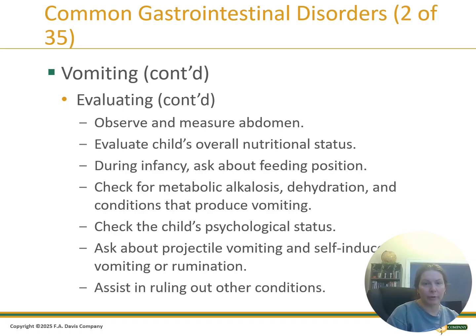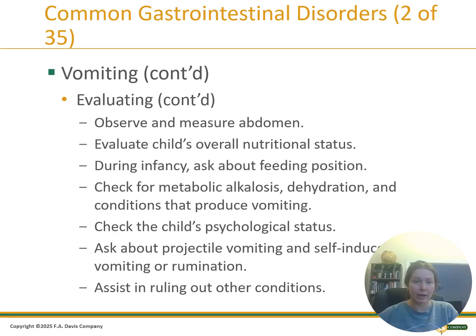So during evaluation, we want to observe and inspect our child's abdomen, looking for distension, tenderness, do we see any masses, and then measure their abdominal girth. We want to assess their nutritional status using that height and weight that we gathered, looking at their overall growth pattern. For our infants, we want to ask about feeding positioning, ask the parent to demonstrate how they're holding the child. Do they have improper positioning that would put the child at risk of an increase for reflux and vomiting?